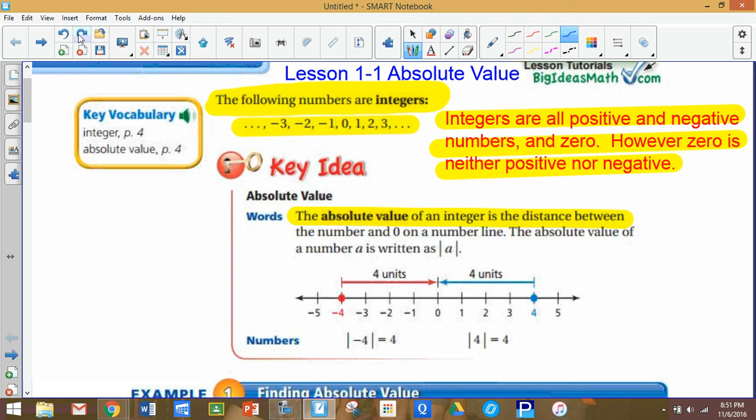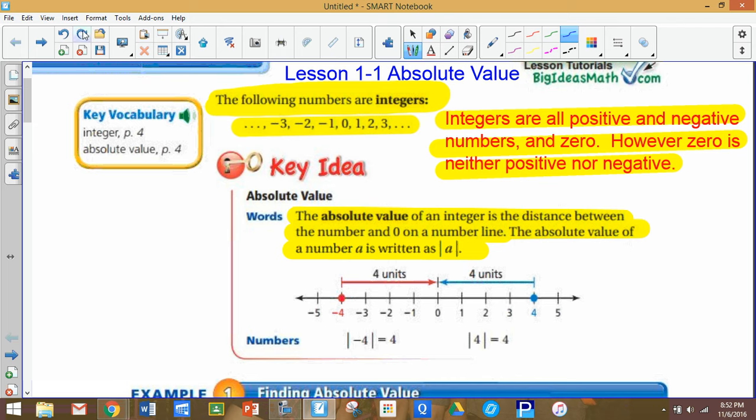And the definition of absolute value of an integer is how far an integer is away from 0. So it's the distance between the number 0 and that integer on a number line. And because it is distance, distance is always positive. So your absolute value is going to be positive. It's also written like this, I want you to see that right here. You have those two straight up and down lines.